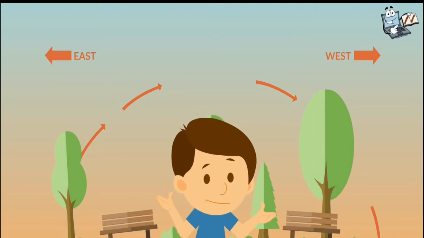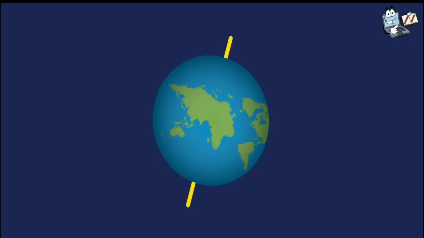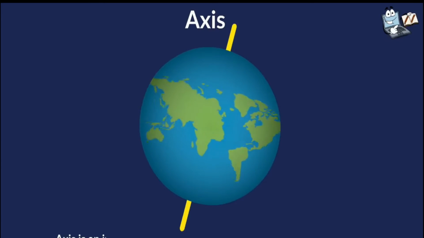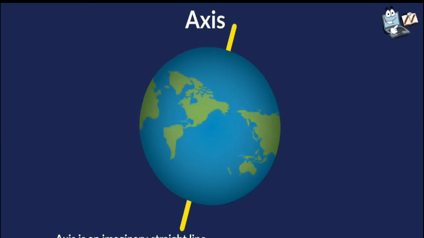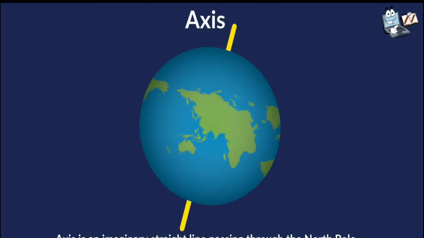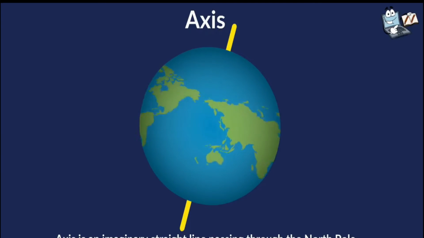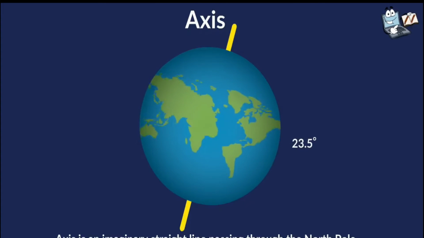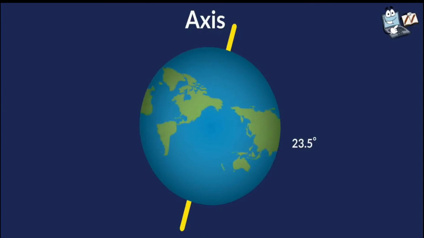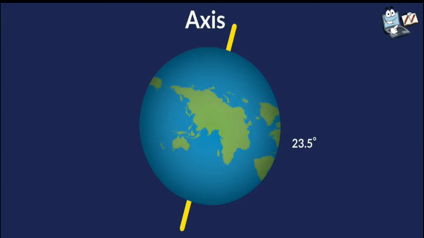How does this happen? Actually, the sun appears to move across the sky because the Earth rotates on its axis. Axis is an imaginary straight line passing through the North Pole, the center of the Earth, and the South Pole. It is tilted at an angle of 23.5 degrees. The movement of the Earth on its own axis is known as rotation.